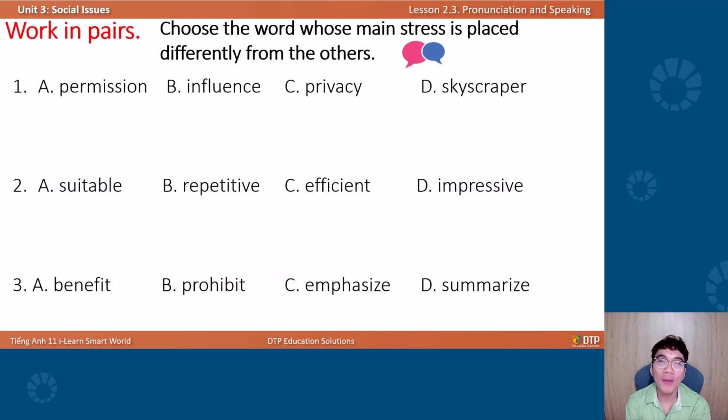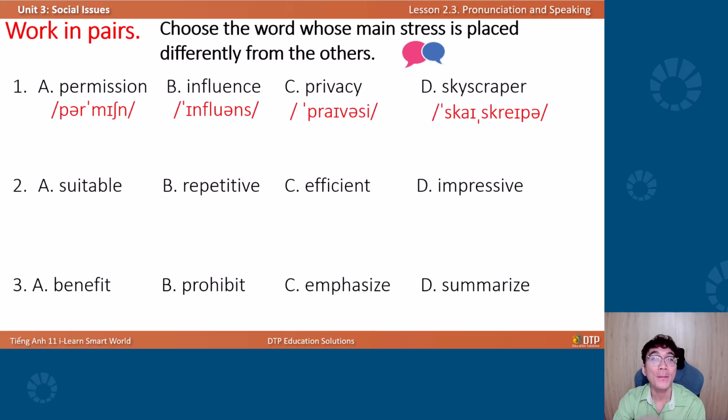Let's do our warm-up activity. Now we work in pairs. Please choose the word whose main stress is placed differently from the others. For example, number 1, A. Can you read it? B, C, and D. Now we pronounce them together. Permission. Permission. Okay, stress on the second syllable.